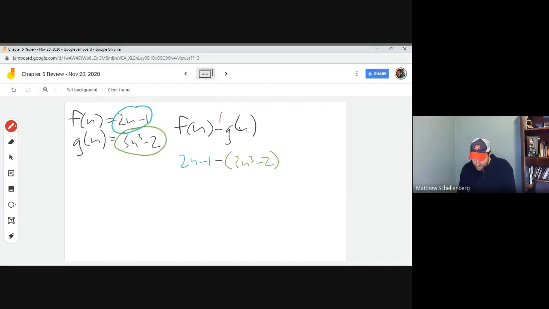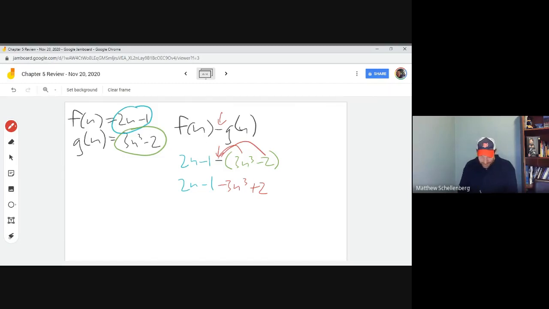This minus was already there. And so therefore, it belongs to the entirety of g of n, meaning that we have to distribute this negative to everything inside those green brackets there, where the g of n is. So this minus distributes to this term and this term. And that means that this is 2n minus 1 minus 3n cubed plus 2, because 2 minuses make it positive.